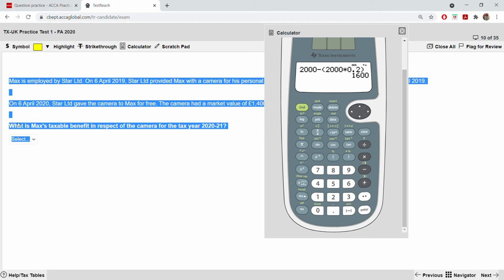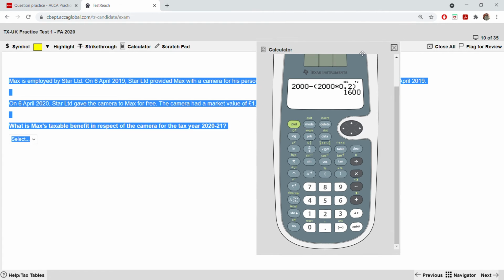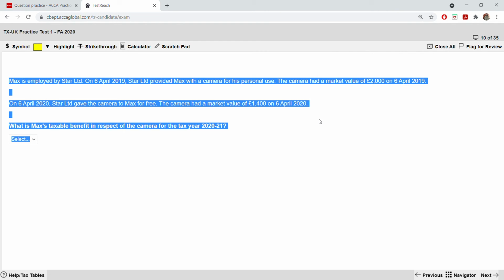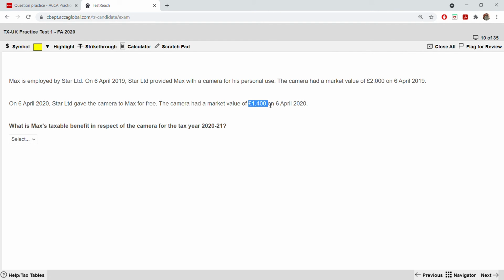Now don't be in a hurry to click 1600. No, it's not over. You have to compare this with something else. What is it? You have to compare this with the market value at the date of the transfer. You have to compare the two things. One is when it was first made available, then when it was transferred finally. So it was transferred and it was 1400. Whichever is higher you have to take as a taxable benefit. So 1600 is higher, right? Then 1400, so it is 1600. Next.